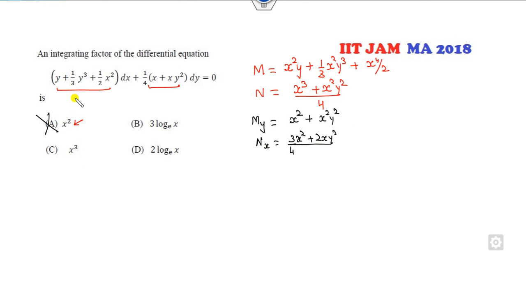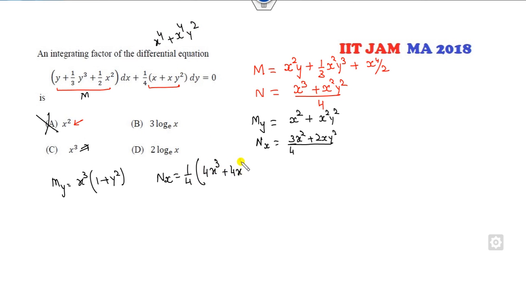I can check the x cube option, because this is M, I have to take the partial derivative with respect to y, so that means it will be 1 plus y square. What is the partial derivative of N with respect to x? When I multiply this by x cube, then this term will be x4, this is x4 y square, so it is 4x cube y square. So 4 will be cancelled out, x cube will be common, 1 plus y square, both are the same, that is the right answer. This is the first method.